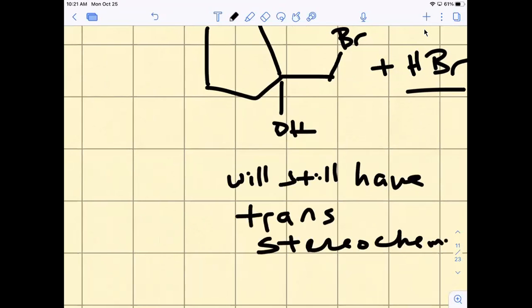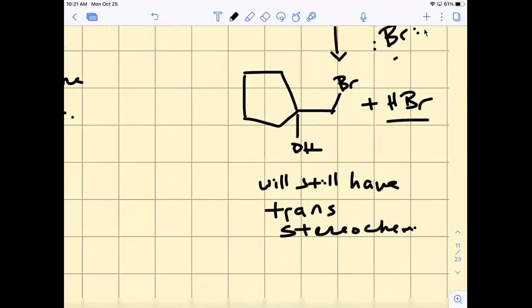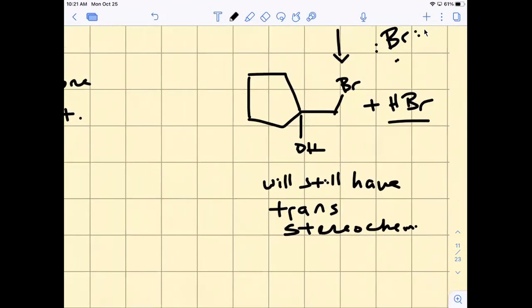So still have trans stereochemistry. Good observation. All right.